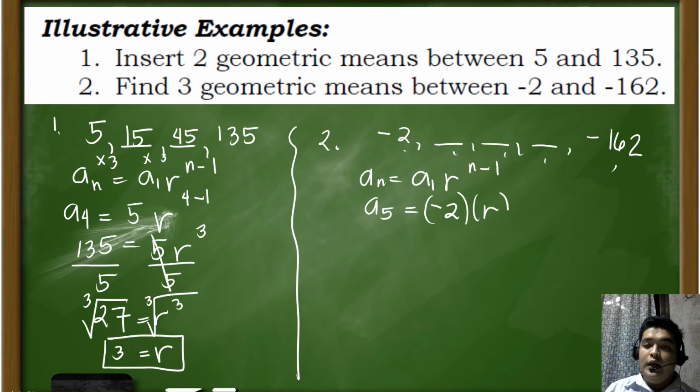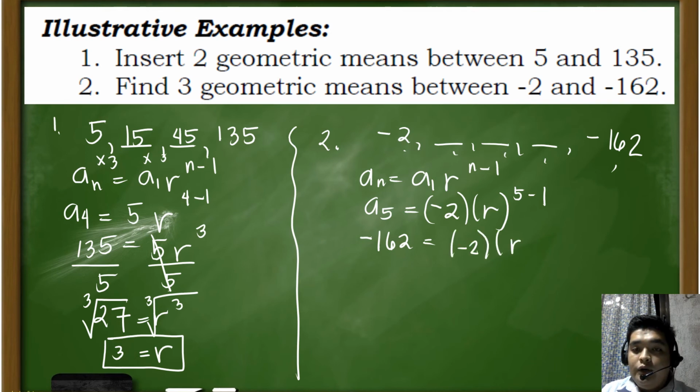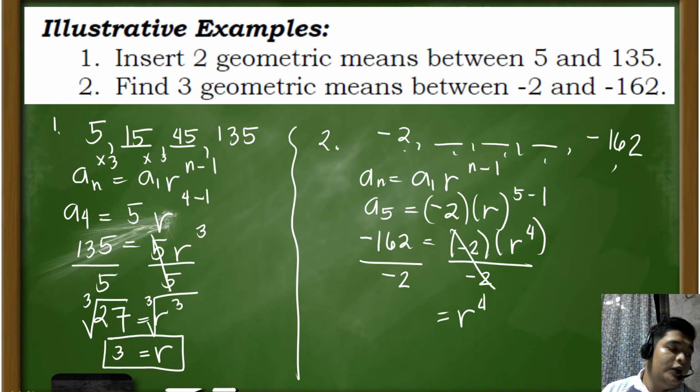R is unknown. N is the number of terms, there are 5, so 5 minus 1. So a sub 5 is negative 162, which equals negative 2 times r to the power of 4. To eliminate negative 2, we divide both sides by negative 2. So r to the power of 4 equals negative 162 divided by negative 2, which is 81. Next, you need to find the fourth root of 81.